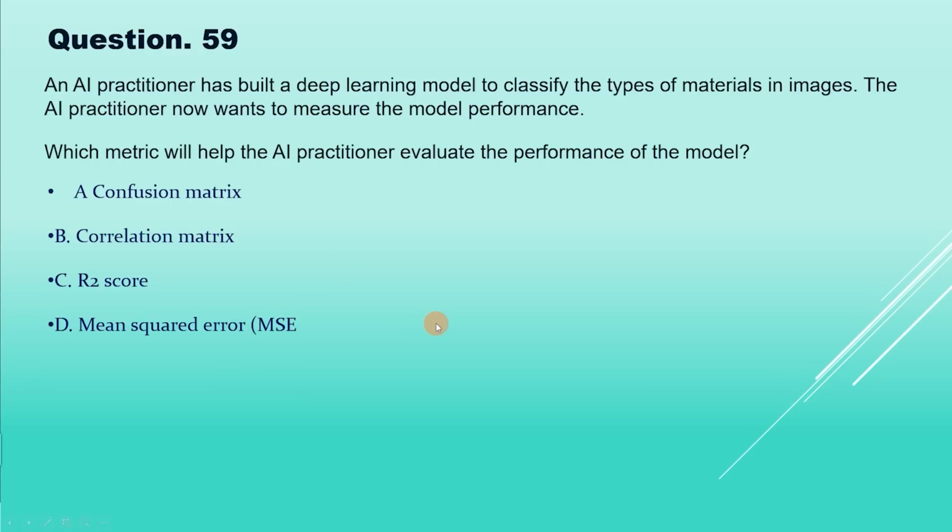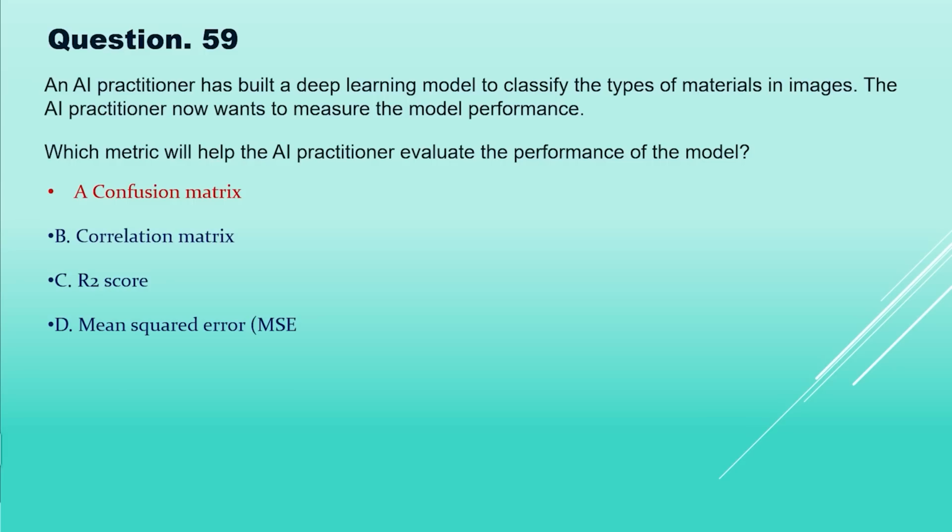And the correct answer here will be option A, confusion matrix. Because a confusion matrix is the key metric for evaluating a classification model. It provides a summary of the model's predictions, showing the true positive, false positive, true negative and false negative counts.